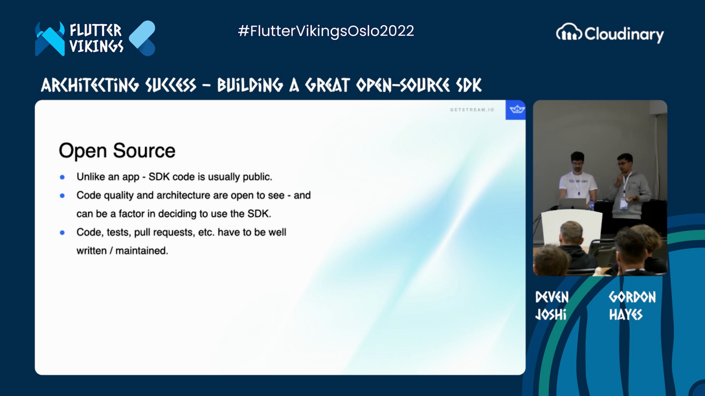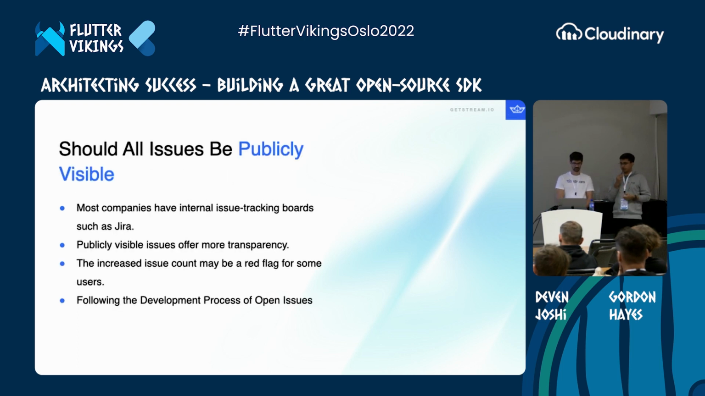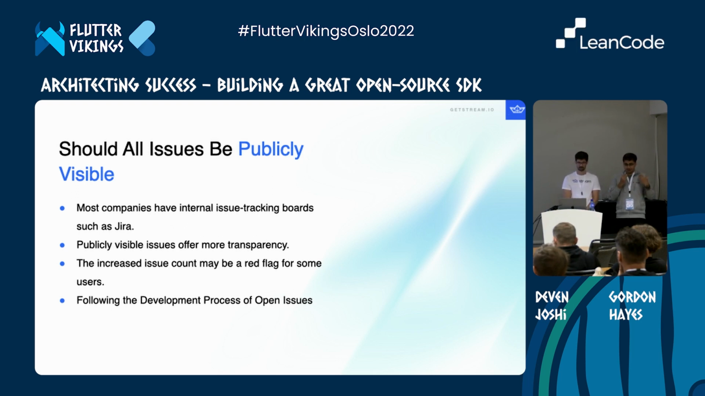So the other thing, like I think Gordon was describing, is we recently made everything publicly visible. Most companies really have an internal issue tracking board such as Jira or something like that. And what happens with that is you have these issues internally, but users have no real scope into what you are currently doing apart from maybe GitHub issues and stuff. Users have no insight into, okay, why are they not replying, because they're busy fixing this issue.